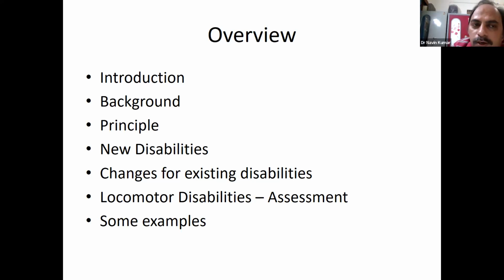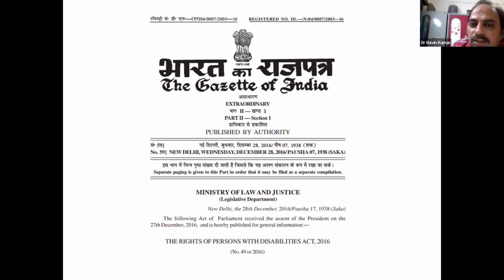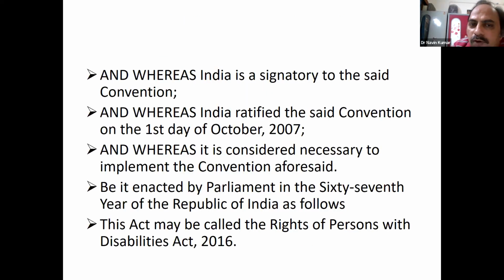So we will cover in this topic the introduction, background, principle, what are the new disabilities which have been added, and what changes have been made to the previous guidelines, and some locomotor disabilities mainly, which is our topic, and then some examples we will see, so we can understand how to use these guidelines. So first, coming to the introduction. This is the Gazette of India, published, which gave the new act, the RPwD Act. India is a signatory to the convention by the UNO, and India ratified this convention on the first day of October 2007, and it is necessary to implement the convention.